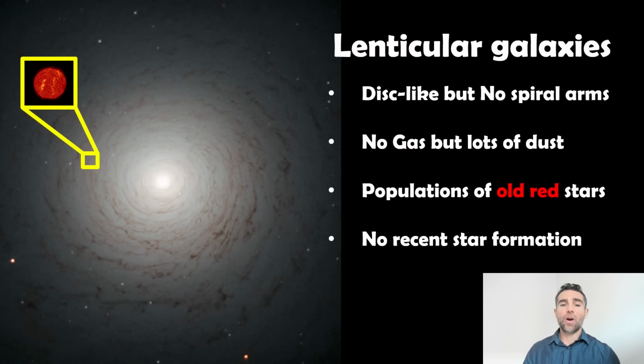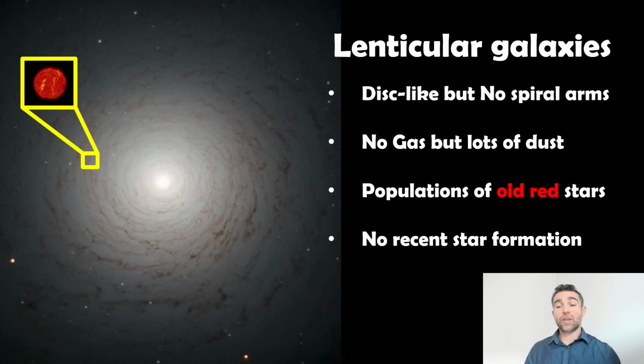Well, first off, they have disk-like dynamics, but they don't have any spiral arms. So they're like an elliptical galaxy in the sense that there's no spiral arms, but they're like a spiral galaxy because they're rotating like a disk, they're rotation supported. Again, no gas, but they do have some gas, it's just a very low amount. So similar sorts of gas content to what an elliptical galaxy might have.